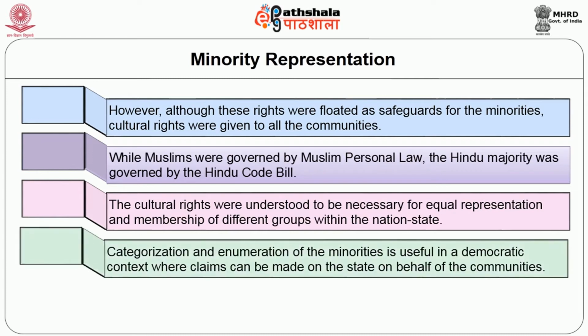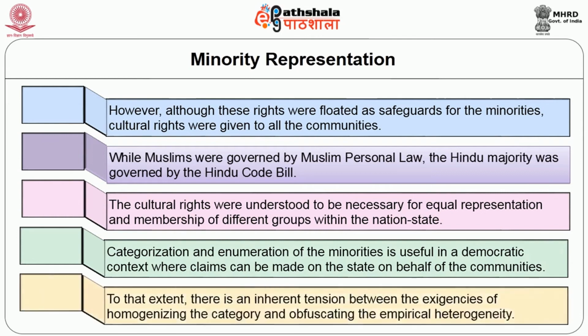Categorization and enumeration of the minorities is useful in a democratic context where claims can be made on the state on behalf of the communities. To that extent, there is an inherent tension between the exigencies of homogenizing the category and of obfuscating the empirical heterogeneity. Conclusion, Module 21. In this module, we have looked at the political and religious construction of minority identities in India, based on the difference between the majority and minority communities, which is very much part of the way democracy is played out in Indian society. Thank you.